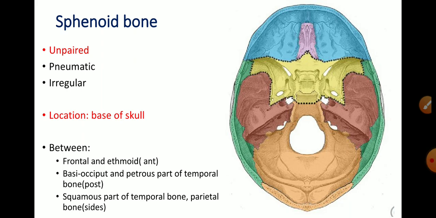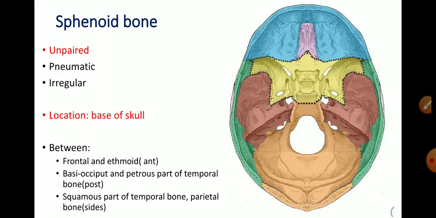Today we'll see the sphenoid bone. Sphenoid is an unpaired bone and it is pneumatic because it has got air sinuses, that is the sphenoidal air sinuses. And the shape of this bone is irregular. It is located in the base of skull.